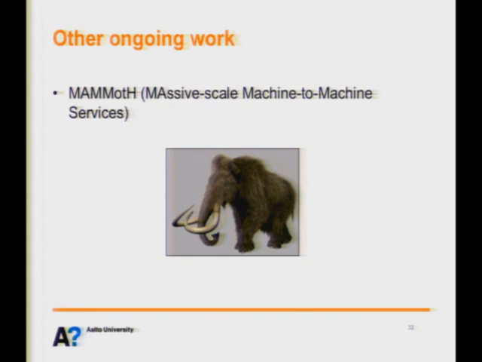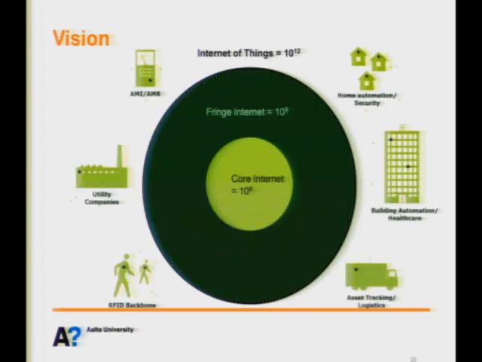It is called the Mammoth Project. It's massive scale machine-to-machine services, and basically the motivation behind it is that the core of the internet consists of maybe millions of nodes, and then the edge, the fringe of the internet, contains billions of nodes. Then for the Internet of Things scenario, probably you will be facing trillions of nodes.